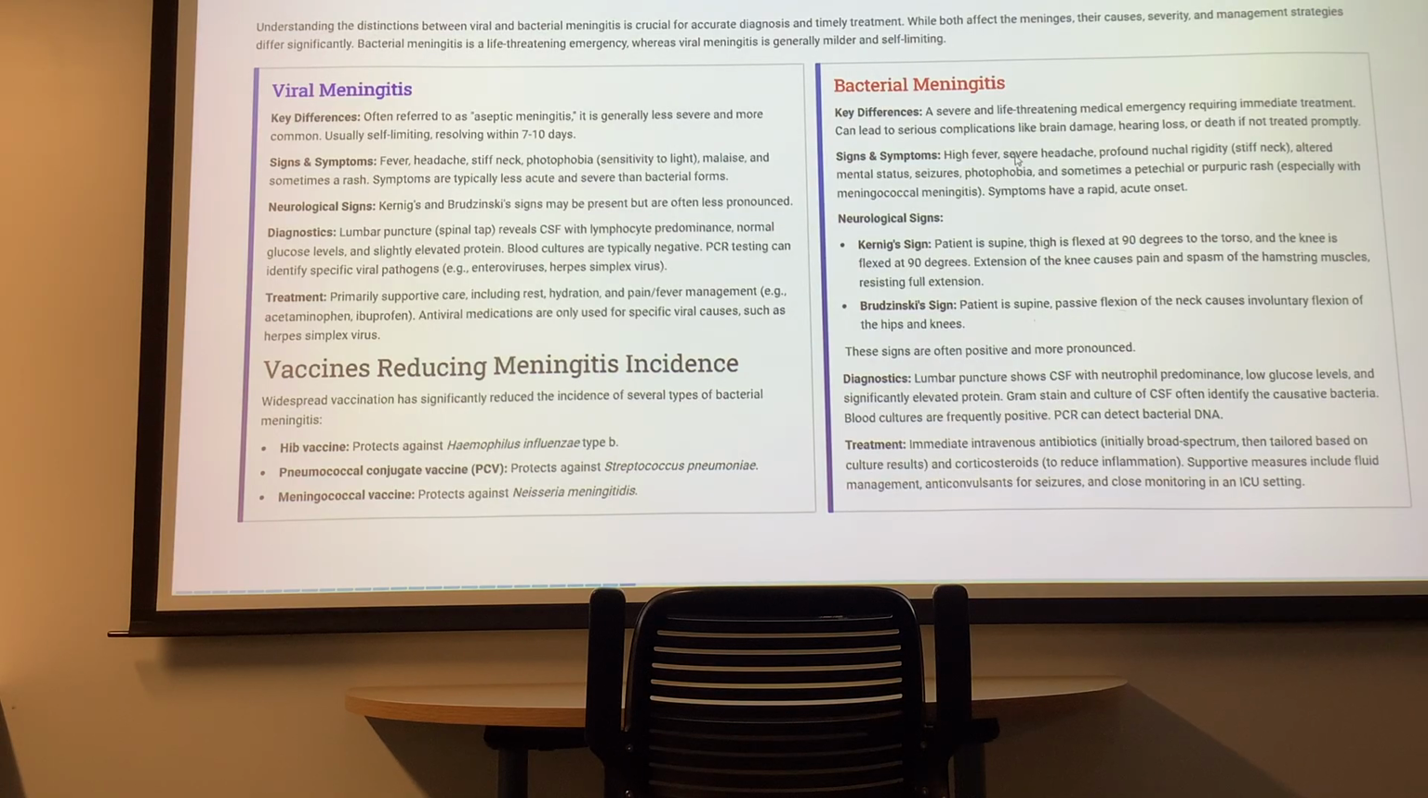In that CSF, we also have glucose, right? Is it going to be high with viral, or normal? Not necessarily high, but are they going to have a normal level with viral? Yes. With bacterial, what's your glucose going to be? It's going to be low because your bacteria is eating the glucose, right? So your glucose in your CSF is feeding that bacteria. So you're going to have a low glucose in that CSF, but a normal level of glucose in a viral process, okay?